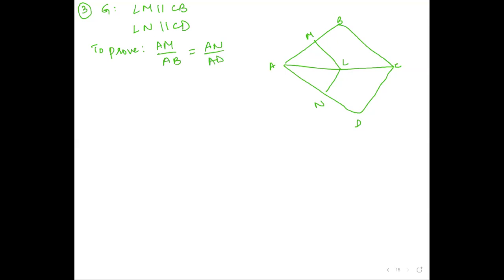Now how to do the proof? From where to start? First of all, just see which exercise we are doing. This is the exercise which is based upon the basic proportionality theorem. So obviously we have to make use of BPT here. BPT means in a triangle, we need two sides parallel. We start with the given condition always.